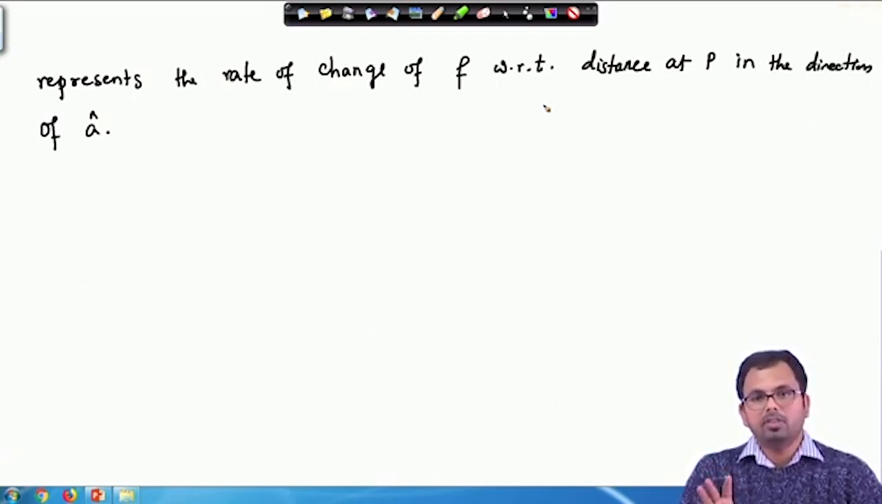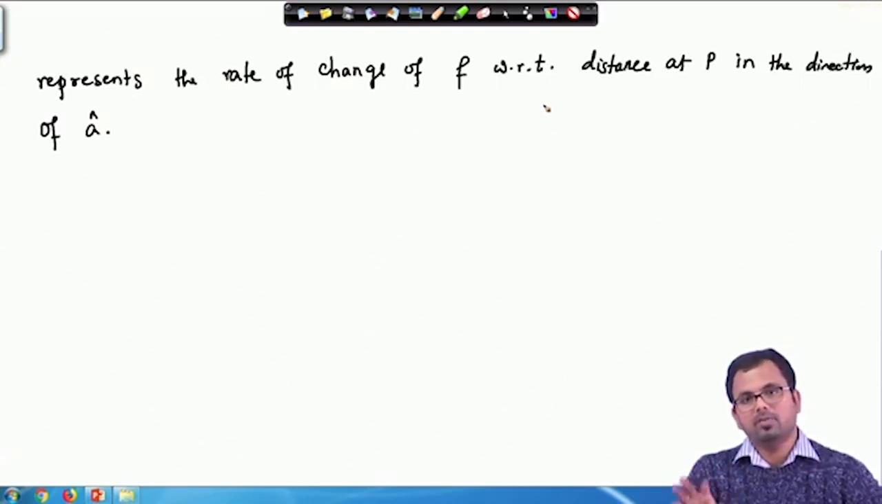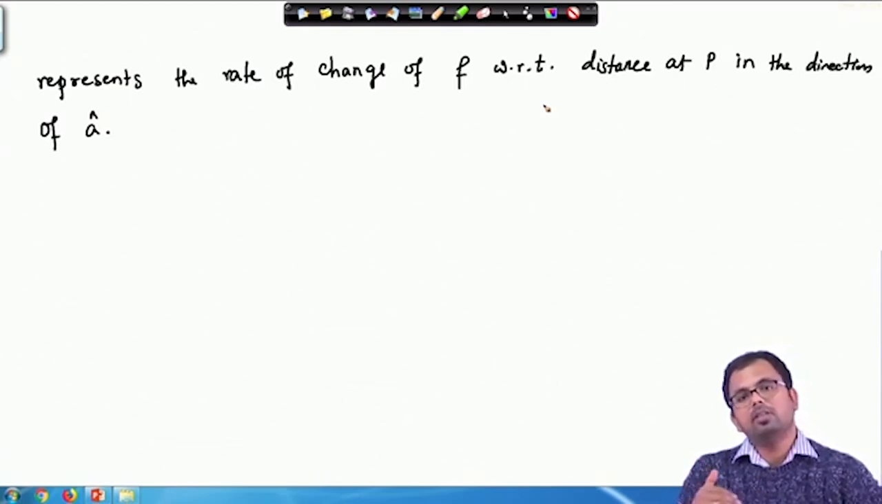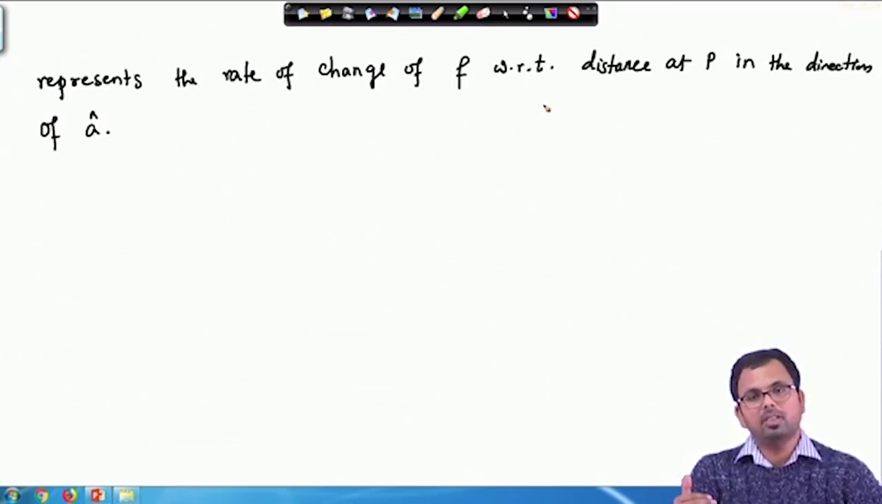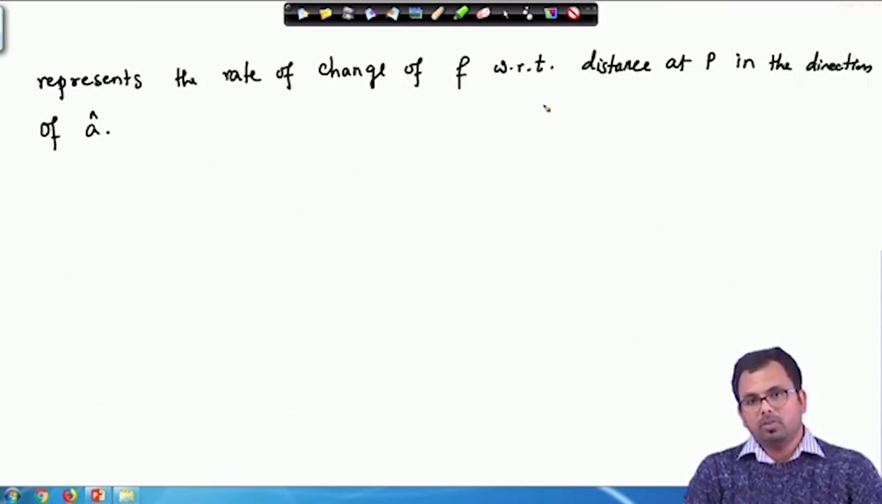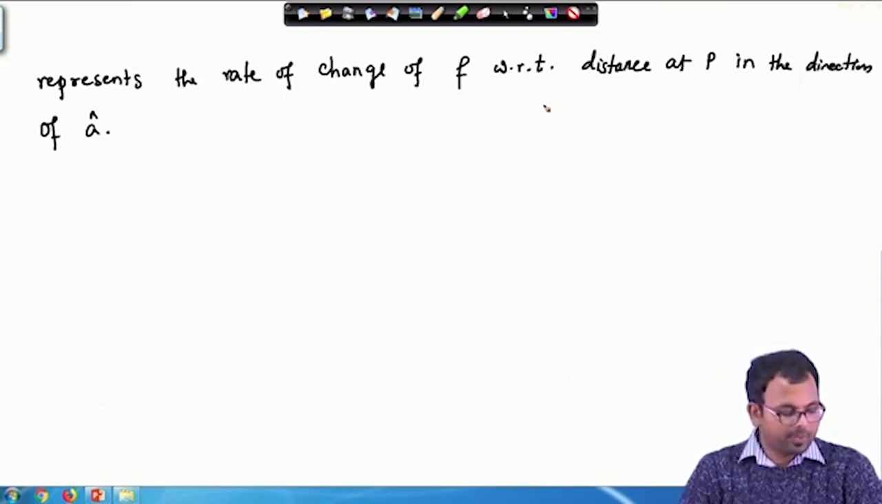So, you have a unit vector at a point p on a surface f x y z equals c. Your directional derivative is the rate of change of that function f x y z with respect to distance, of course, in the direction of that unit vector at the point p, or whichever point it is where you are calculating the directional derivative. This is the physical interpretation of the directional derivative.